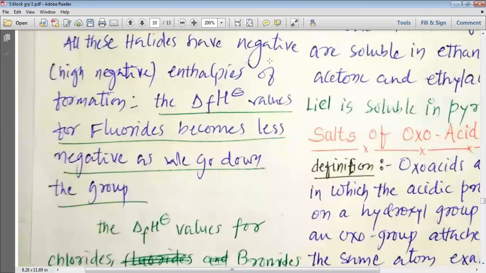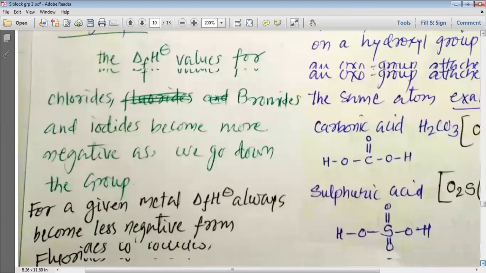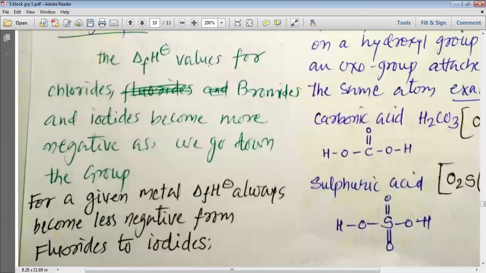These halides have high negative enthalpies of formation. So when they are produced, heat is produced. The enthalpy of formation value for fluoride becomes less and less negative as we go down the group. So the possibility of formation of fluoride decreases as we go down the group, and that is why the enthalpy of formation also goes less and less negative, or less and less energy is produced. That is why the bond between fluoride and the alkali metal ion is not so strong, because fluoride is very small in size, and as we go down the group, the size increases.